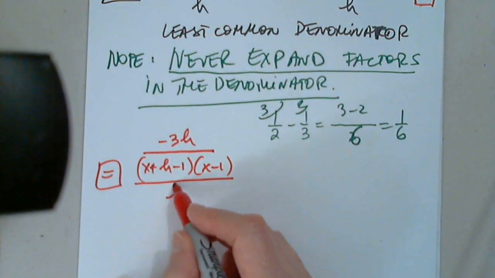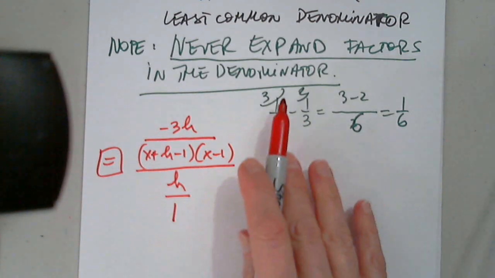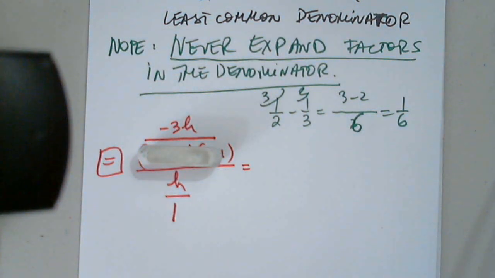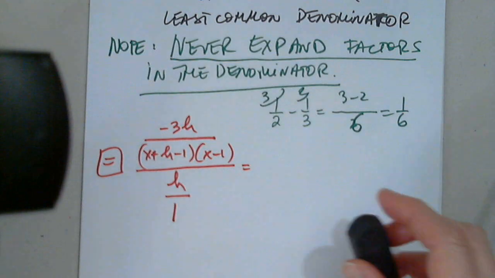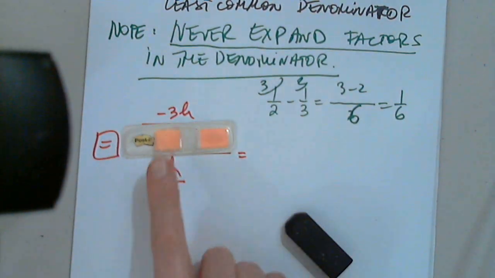Everything divided by h, but h is the same as h over 1. Perfect. What happens now? Any suggestions, any ideas? Do we factor the x plus h minus 1 and the x minus 1? They are factored, and we never expand them. So don't even look here. See, that's why I have all these props and my rocks and my little things so I can cover everything I want.